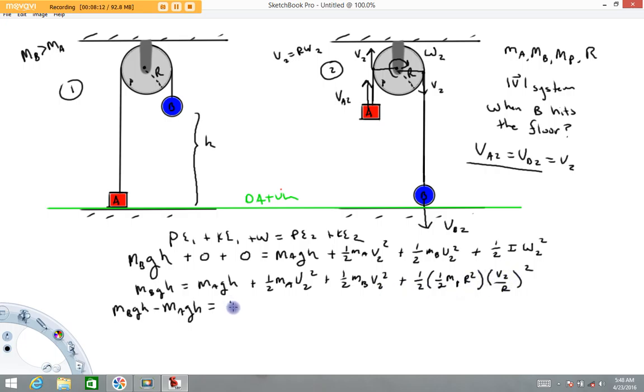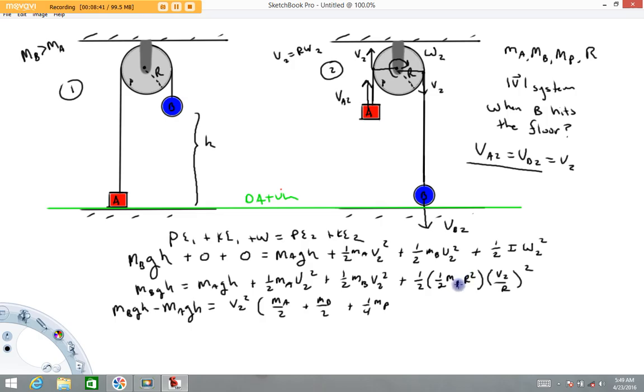We can factor a V2 squared out of that. And then what we're left with is, let's see, right here we're going to be left with 1/2 mass A. So I'll just put mass A over 2. Right here we're left with mass B over 2. And over on the right, being kind of cautious here, we have a 1/4. And then we have mass of the pulley.